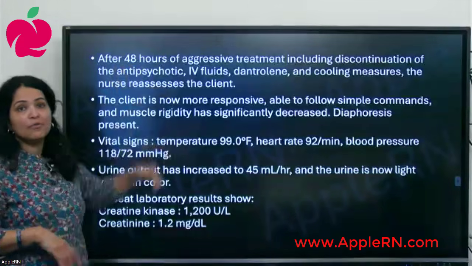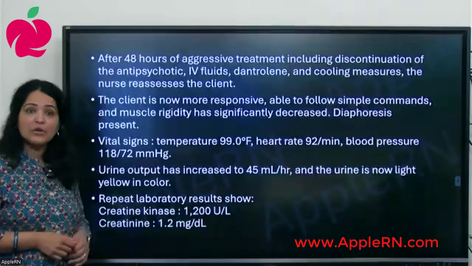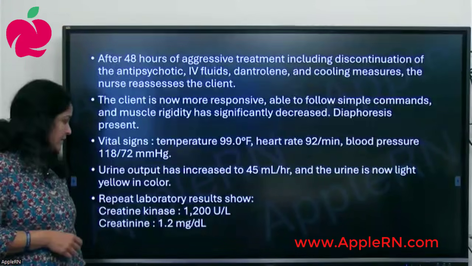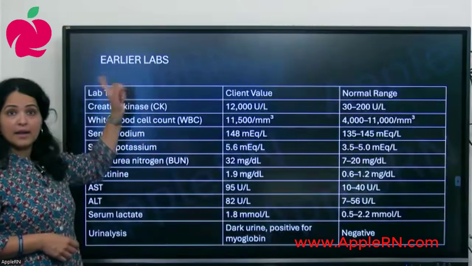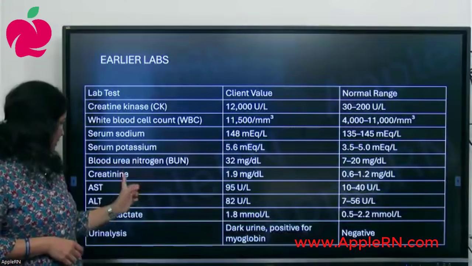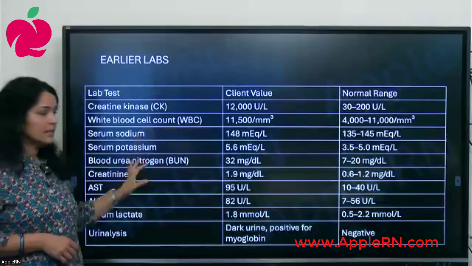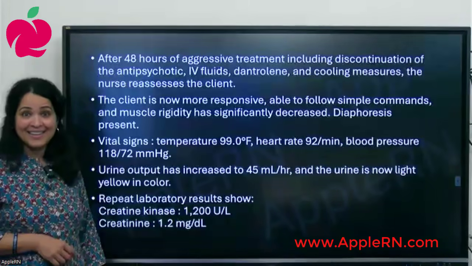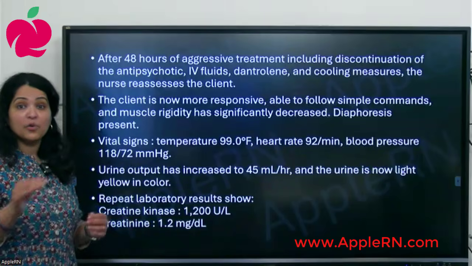So it's about 48 hours into the treatment. And we still have some lab values. The CK is 1200 and creatinine is 1.2. Now, what was the early CK? The earlier lab which we had, CK was 12,000 and creatinine was 1.9. So from 12,000, it is now 1,200. Oh, that's really good. And creatinine is also getting better, right? 1.2. Okay, now the question.